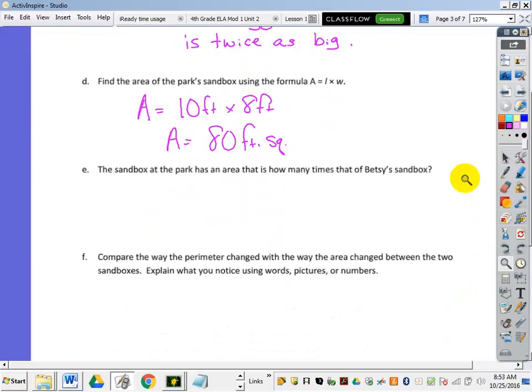The sandbox of the park is an area that is how many times that of Betsy's sandbox? Oh, I don't know. What's the area of Betsy's sandbox? She got a small one? It's about 5 by 4. Okay, her area is 5 by 4. So her area is equal to 20?